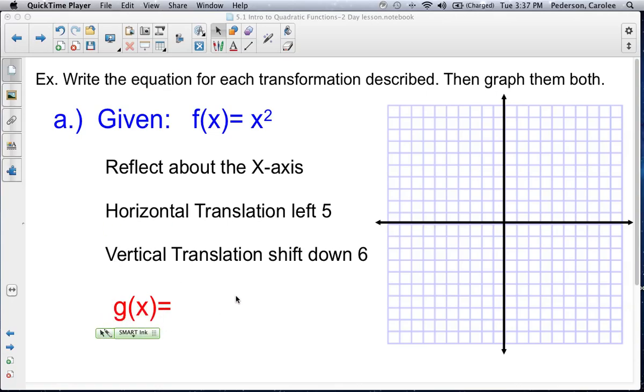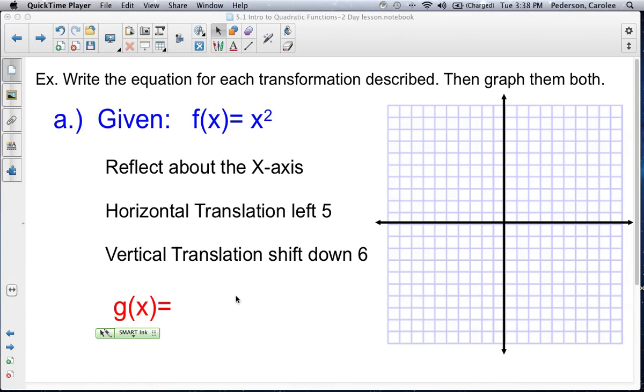This is 5.1, day 1, part 2. We have been focusing on transformations, and now we're going to give you the parent function, f of x equals x squared, and we're going to have 3 transformations. We want you to write that equation and then graph it.